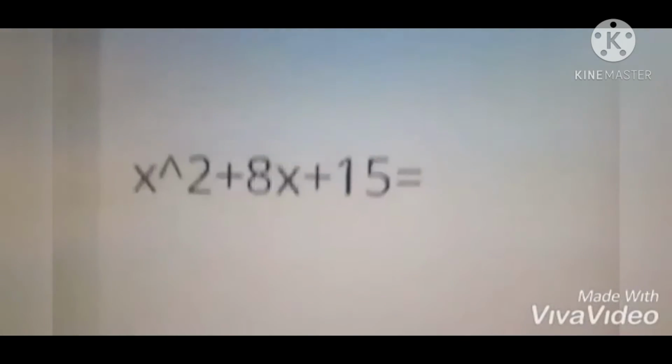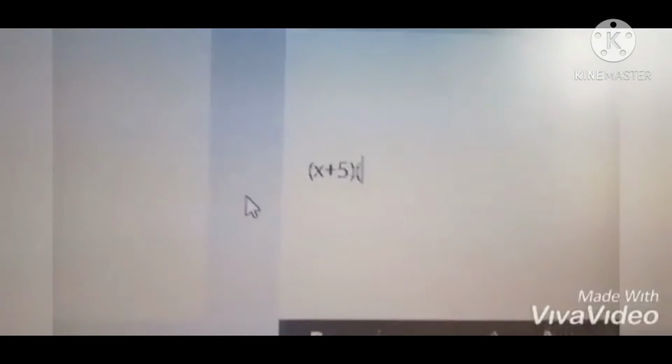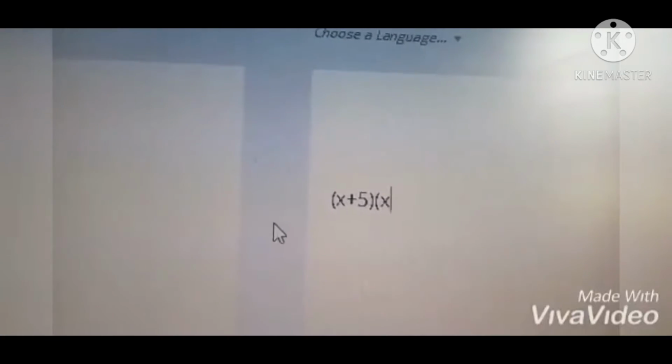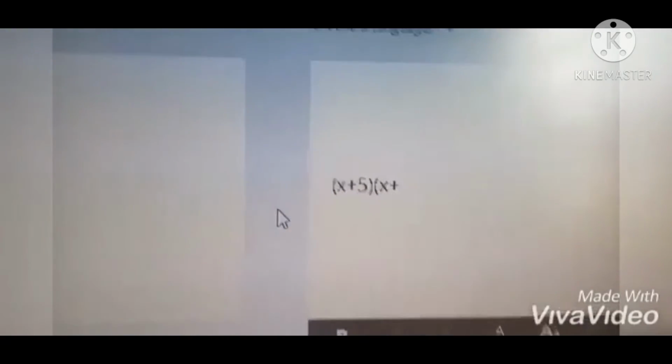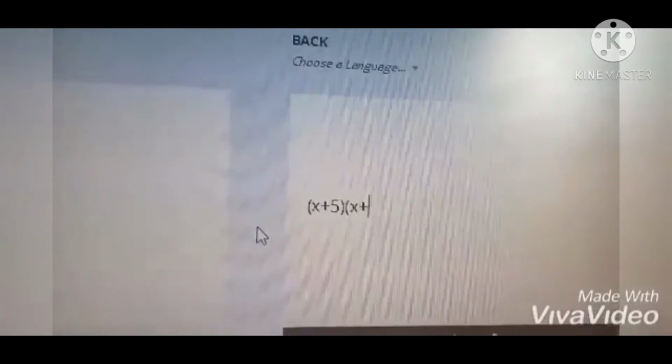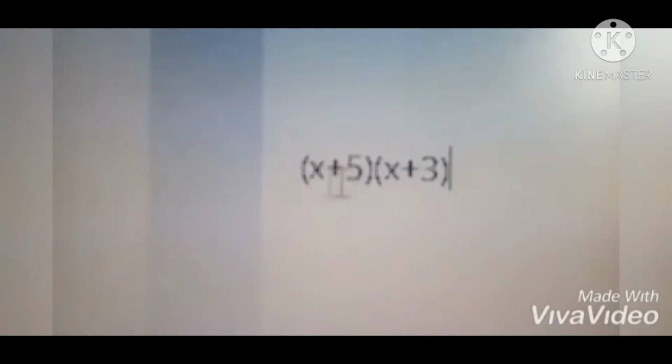First, open parentheses, x, because x is the only variable of the given. Plus 5, and then x plus 3. So that is the answer: x plus 5, x plus 3. This is the answer for this given.